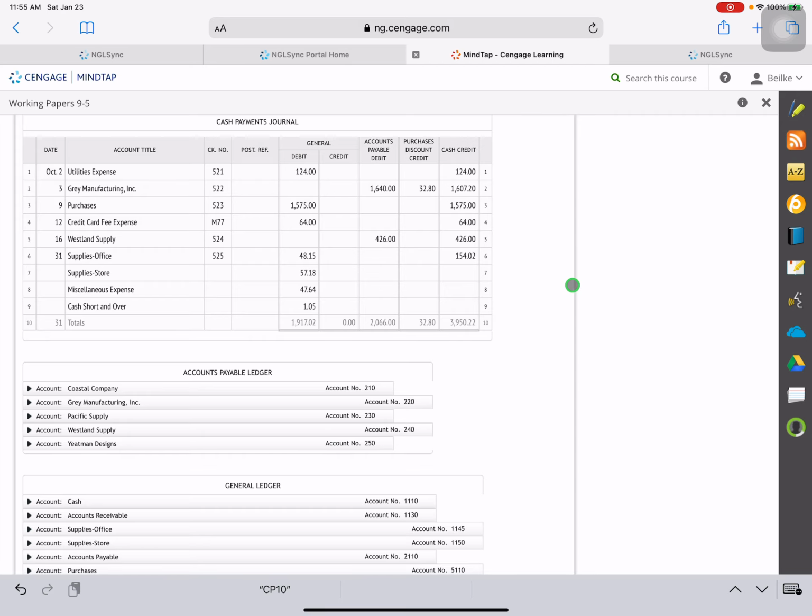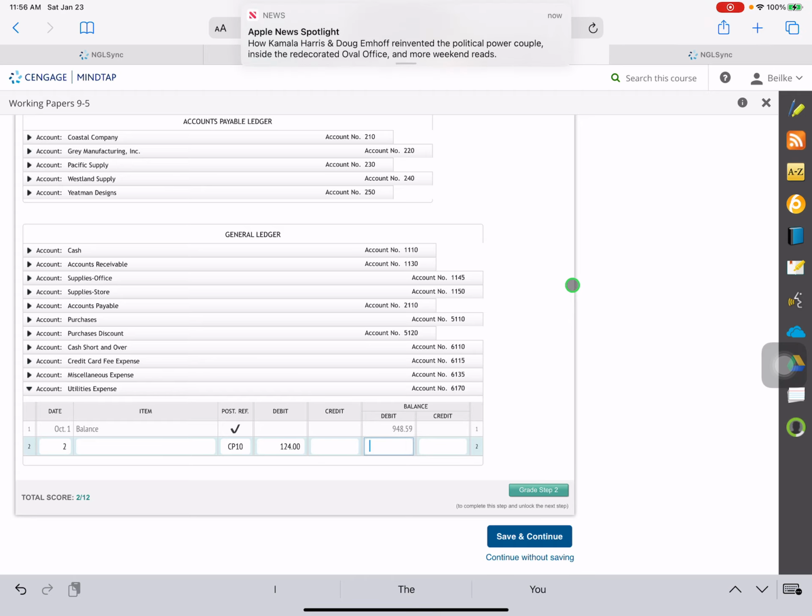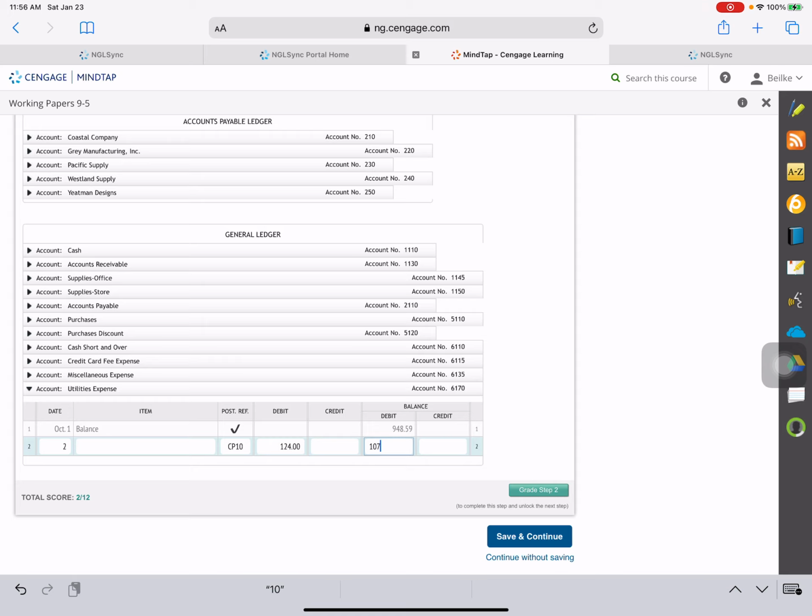$124. The balance, you would add it to the previous balance because we have a debit balance. And we'll add it to it, and our new balance will be $1,072.59.